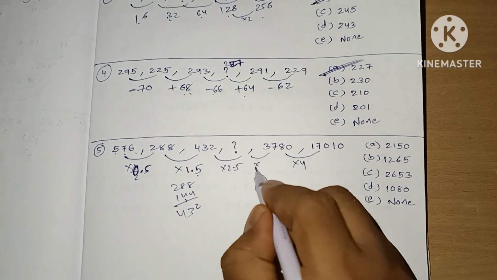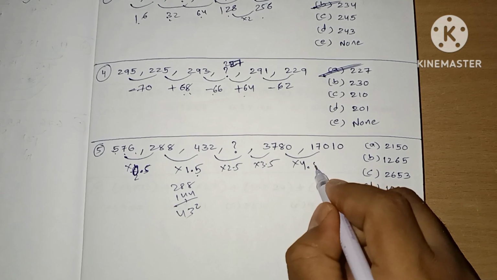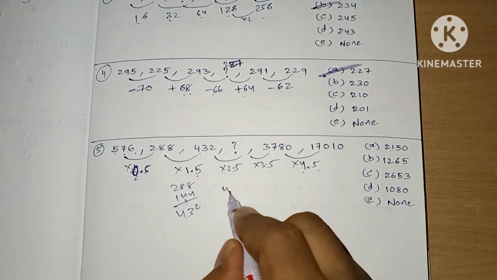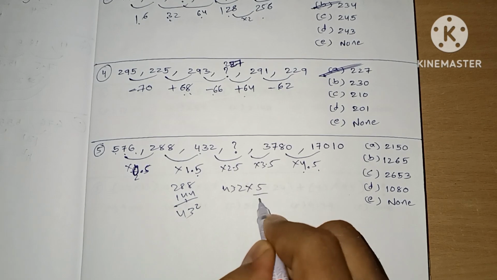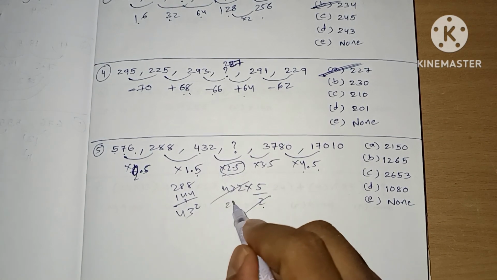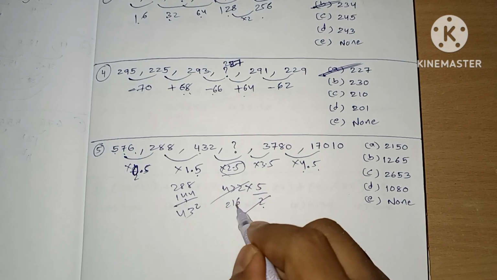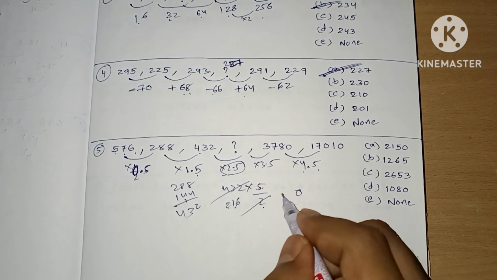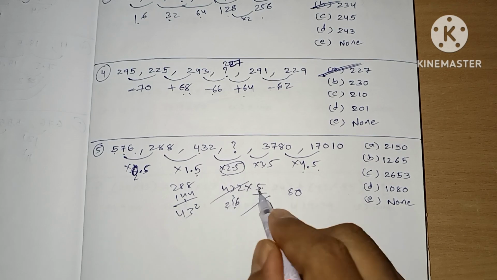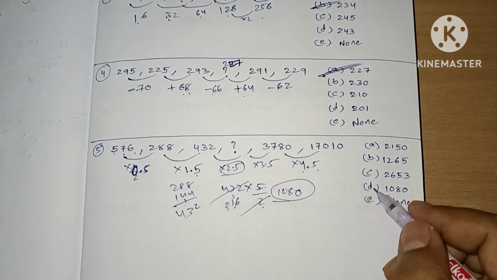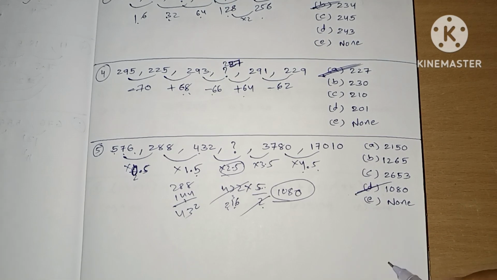This must be into 3.5. It is into 4.5. So 432 into 5 by 2. Instead of 2.5, we write 5 by 2. 216. 216 into 5. 6 times 30. 5, 1 times 5, 85. 2 times 10. 1080 is our answer. Option D is our answer.